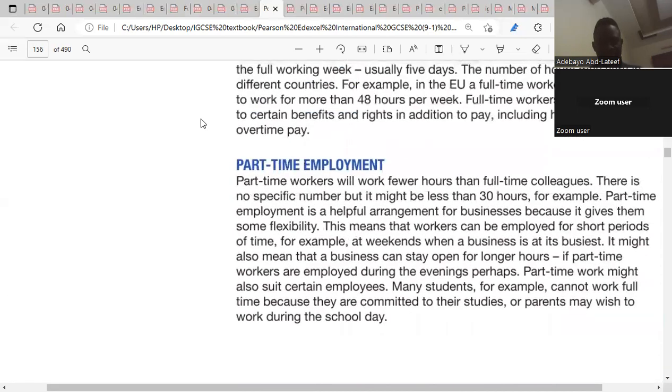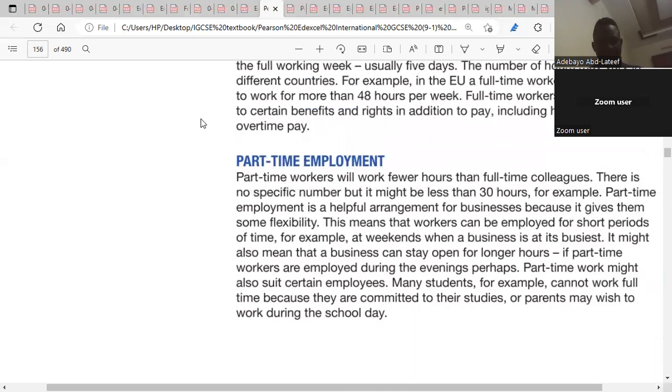Just the internet is cutting. So part-time employment is working few hours a week, fewer hours than full-time employees. It means you work fewer hours compared to a full-time employee. That's part-time. Is it clear? Okay.